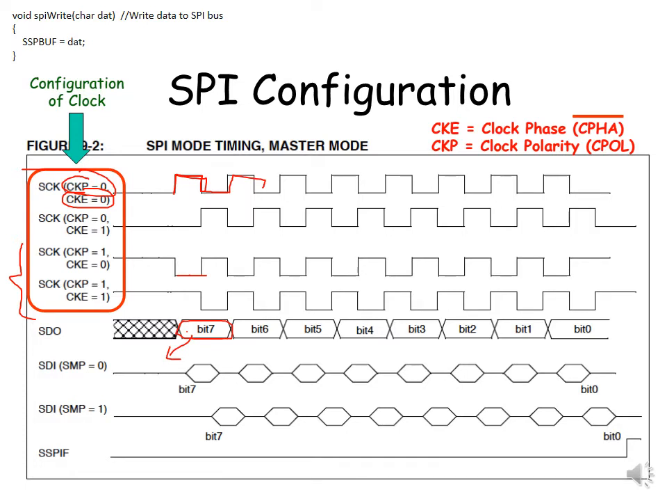And to transmit the data is very easy. When you have already configured the SPI mode, just give the buffer the data we want here. We just give it to the SSPBUF register, and then it will transmit the data for you. And after the transmission finishes, the interrupt will be generated. So we can check the interrupt to know that the transmission is complete.